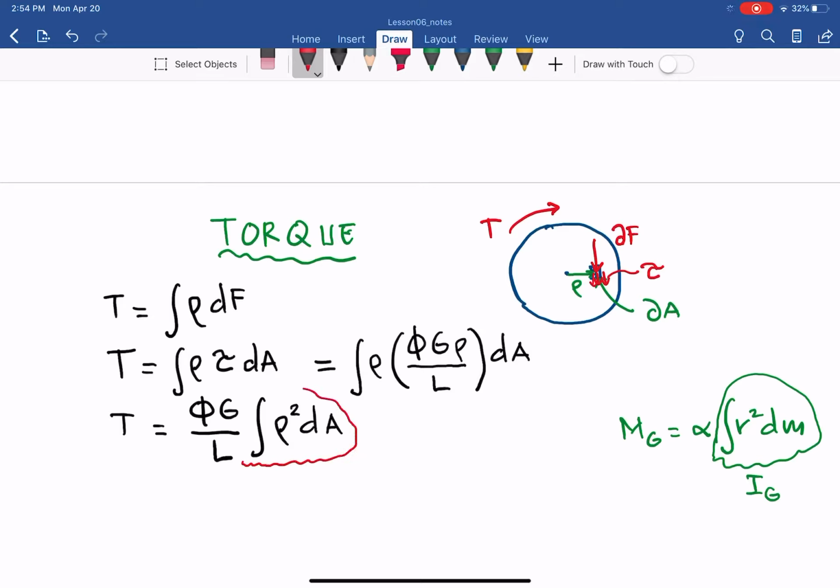This integral r square, now replace with rho square, the radial distance, and dm, the mass, becomes dA, the area. So it is also something about the moment of inertia. In this case, we call that the polar moment of inertia. So let's call this one J, and that is the polar, because you see radial distance rho is the radial distance, polar moment of inertia.